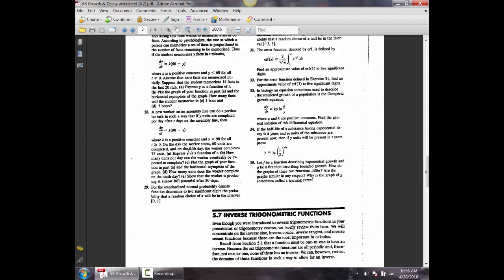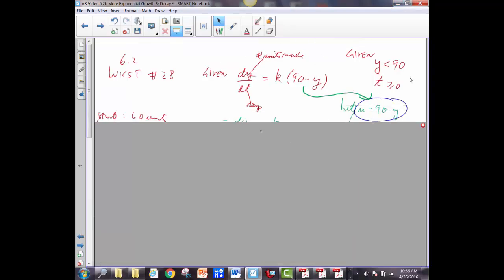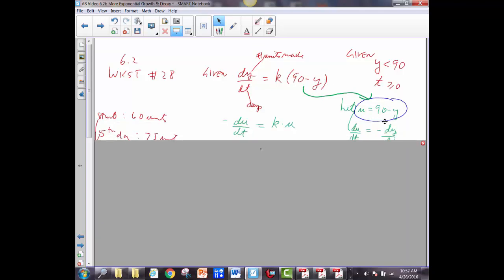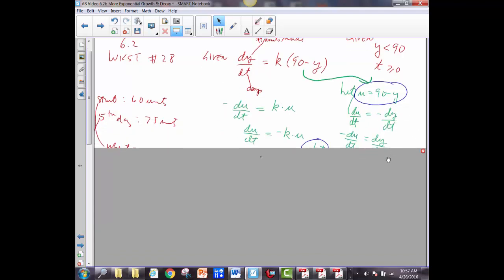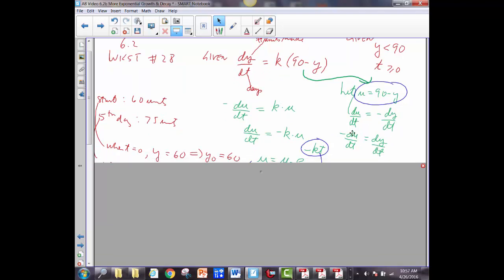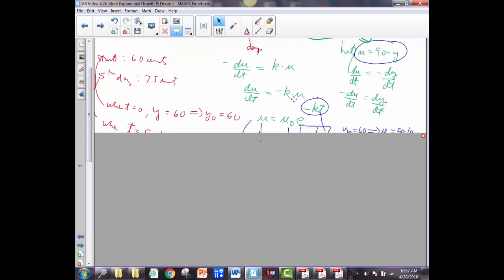On the day the worker starts, 60 units are completed, and on the 5th day, the worker completes 75 units, et cetera. So that's given to us. It's also given to us that y is less than 90. So again, this is an ugly one, so I'm going to let u equal 90 minus y, which makes du equal negative dy dt, which makes dy dt the same thing as negative du dt. So replace dy dt by negative du dt, replace 90 minus y by u, send that negative to the other side, and now I have u equals u0 times e to the negative kt.